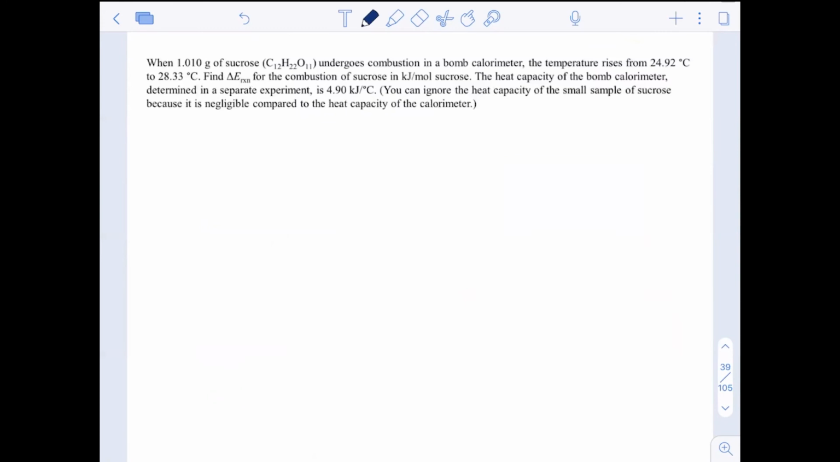So here's an example. Here's our sample, 1.01 grams of sucrose. This is our sample, which is going to be the system. We don't need this yet because remember, bomb calorimetry measures the surroundings. It's going to undergo combustion in a bomb calorimeter. The temperature of the surroundings, remember, rises from 24.92 to 28.33 degrees Celsius. Find the delta E for the reaction of the combustion of sucrose in kilojoules per mole.